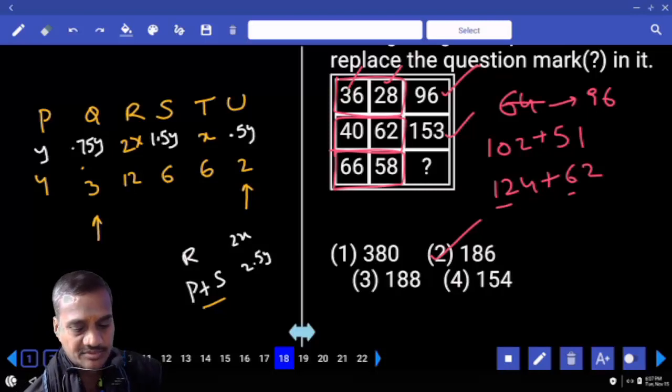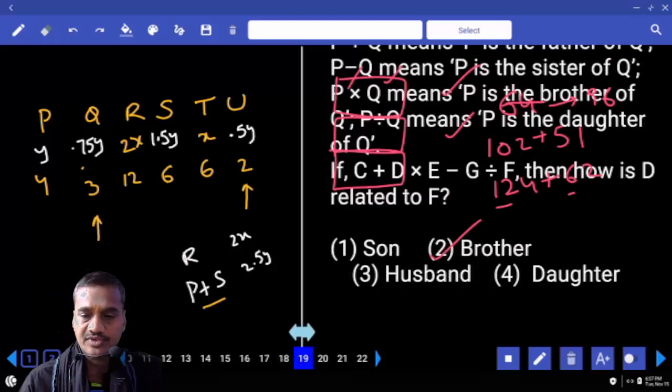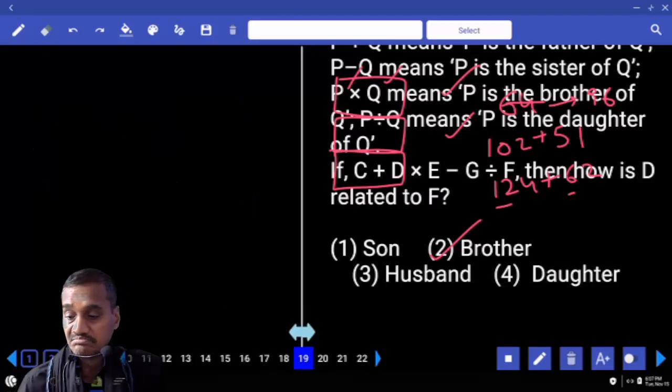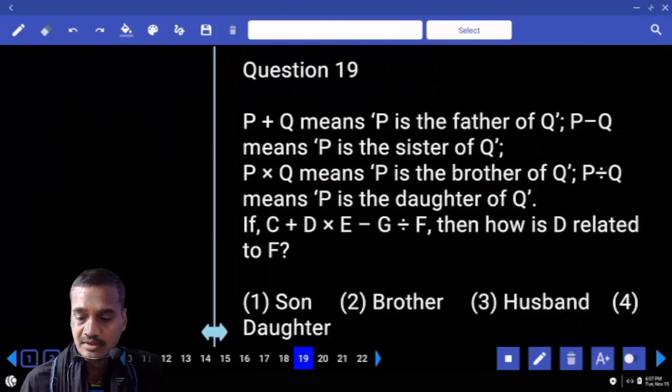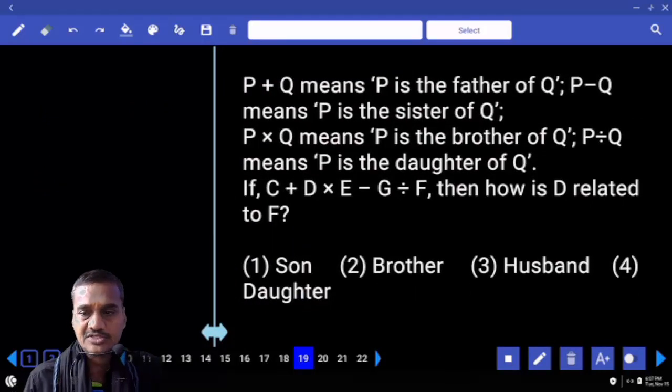And this is about question number 18. The next one, 19th one. Now 19th one, again it is based on blood relations. P is the father of Q and so on. How is D related to F?